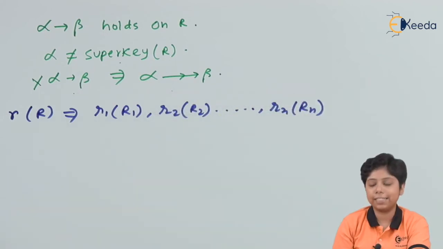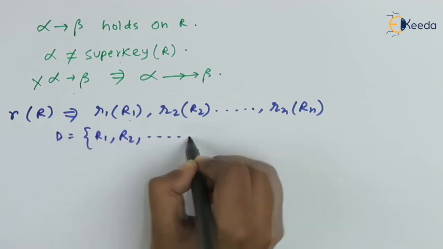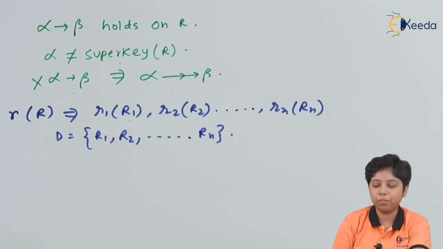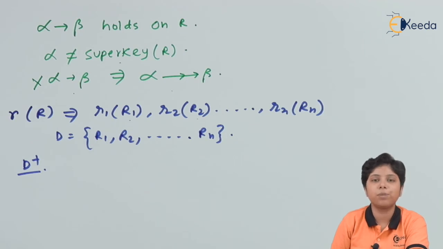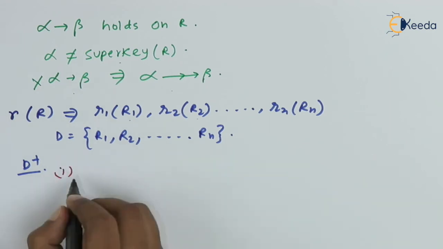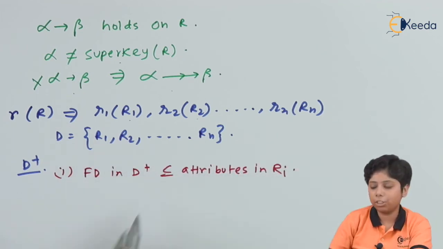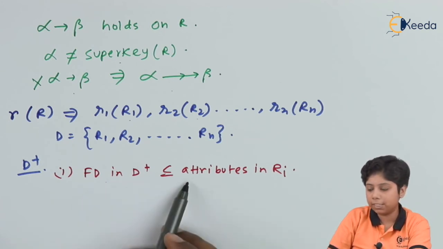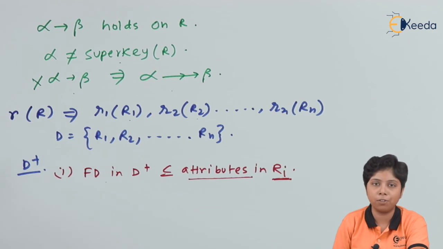Now that the set D consists of R1, R2 and Rn, we can compute D plus and then make a restriction to the D plus. What is the restriction? Some constraints need to be maintained while being in this D plus of 4NF. So if there are functional dependencies in D plus, they will consist of the attributes that are present in the relation Ri. So for R1, the functional dependency is a part of the attributes.